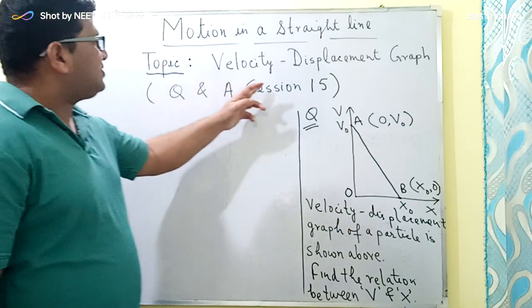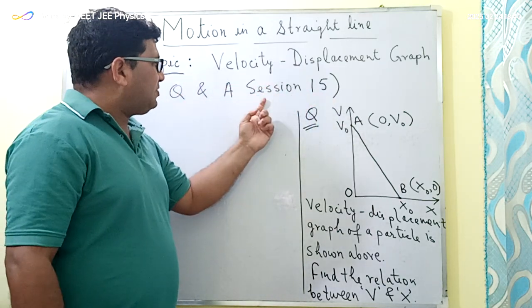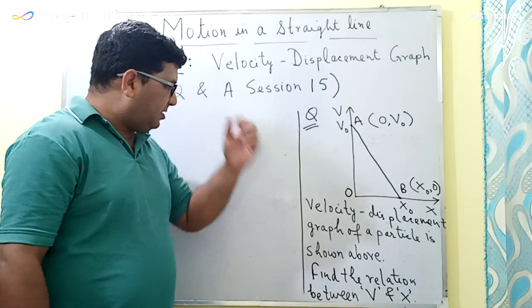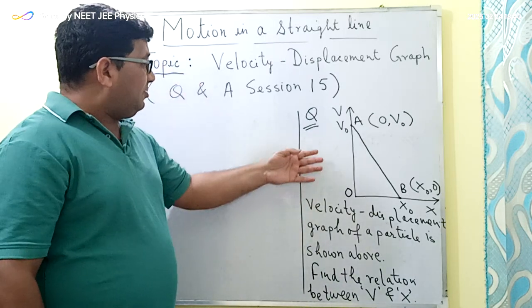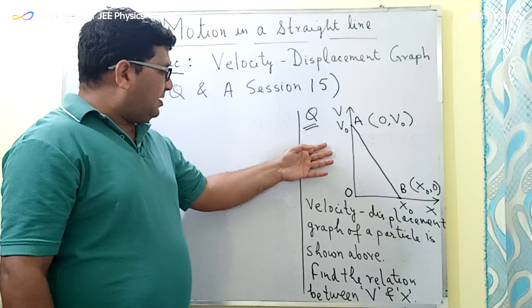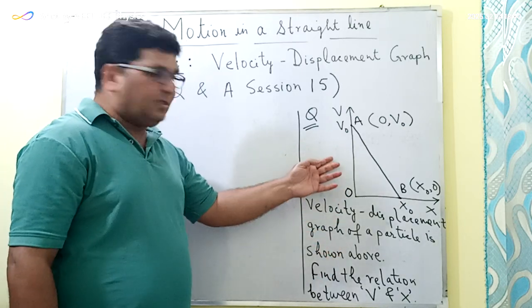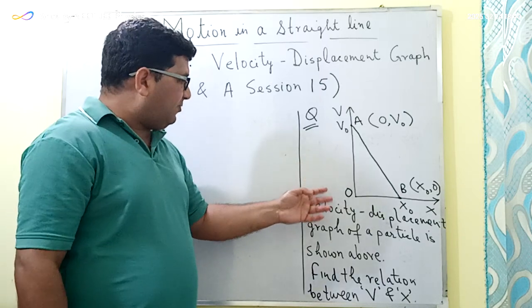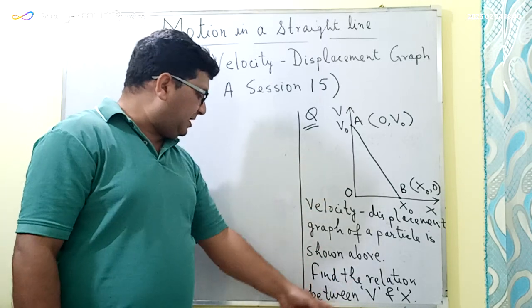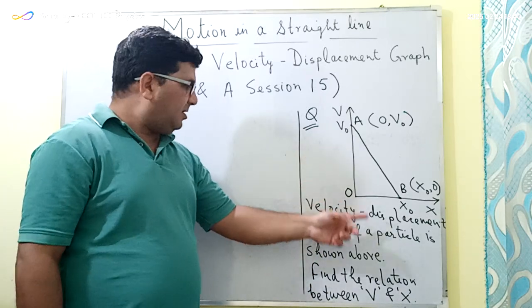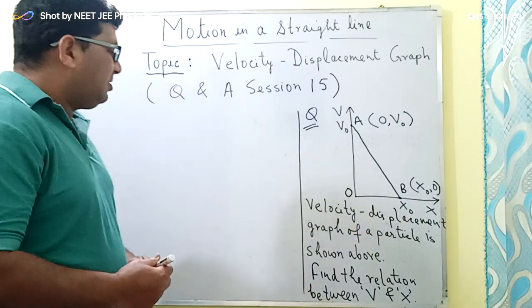The topic is the velocity displacement graph. And based on this topic, I have selected one question for this session which is written here on this board. In this question, the velocity displacement graph of a particle is given to us, and from this graph we have to find the relation between v and x, where v is the velocity of the particle and x is the displacement.